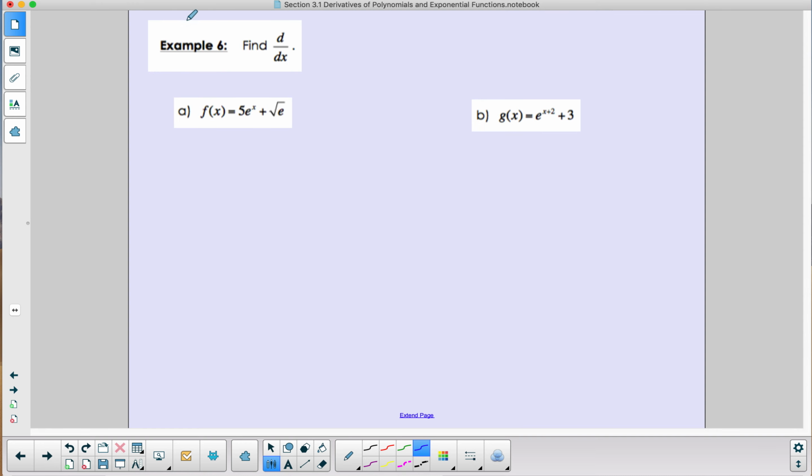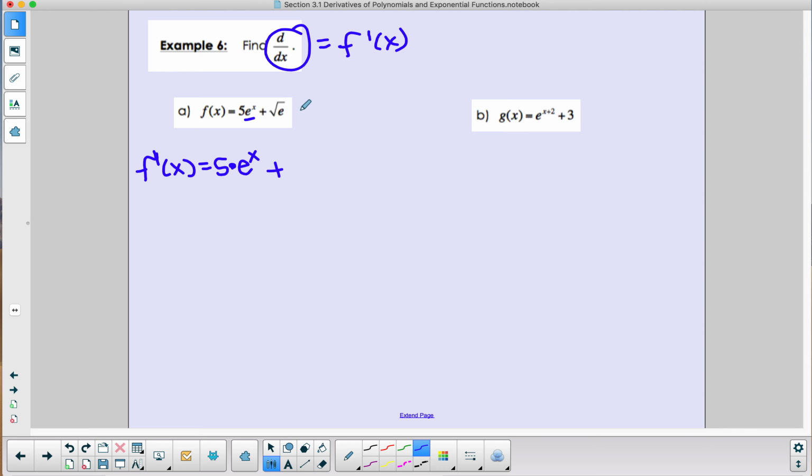So let's go ahead and look at this. Example 6 says find d dx. This notation is just saying find f prime of x, so it's saying take the derivative with respect to x. If I look at a, it's f of x equals 5 e to the x plus the square root of e. So I go to my x for the first one, which is e to the x. That 5 is a constant, so using my constant rule, that 5 is sticking around. So f prime is 5 times the derivative of e to the x, which is your favorite, e to the x.